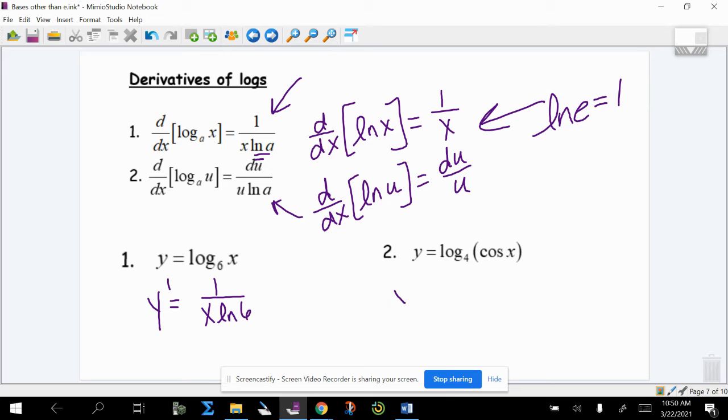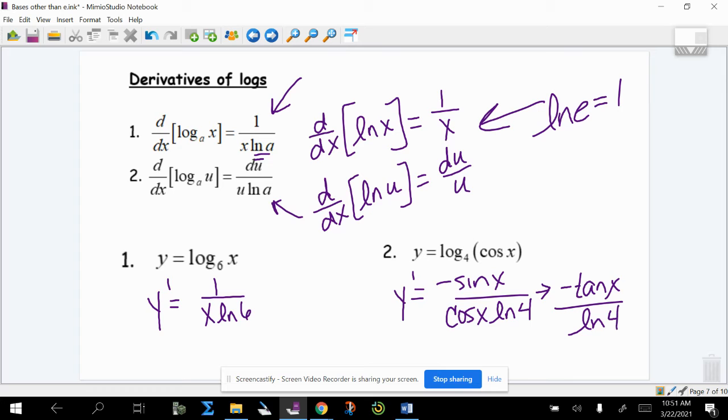We can mix trig in here, if for no other reason than just to review our trig. So the derivative of log base 4 of cosine x is negative sine over cosine, and then the natural log of the base number. If you want to simplify that to a tangent, you can write it as negative tangent of x over the natural log of 4.